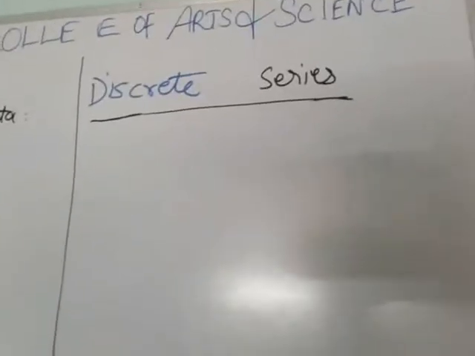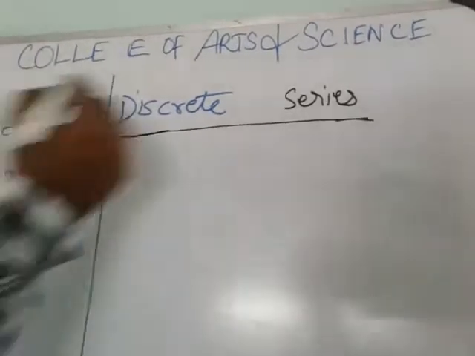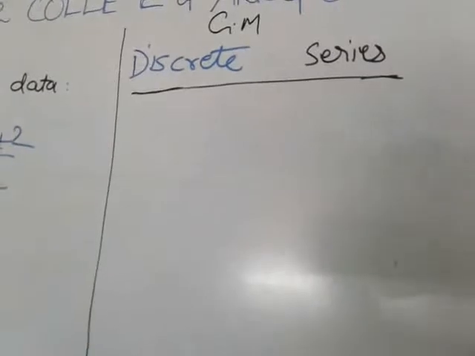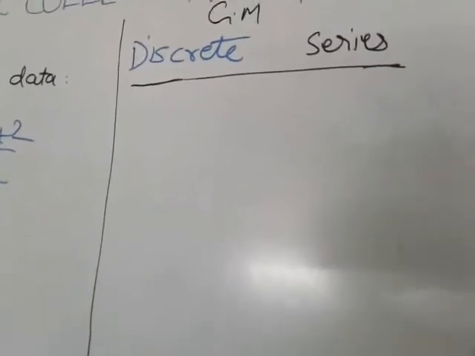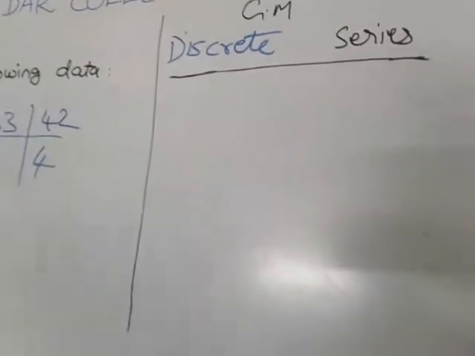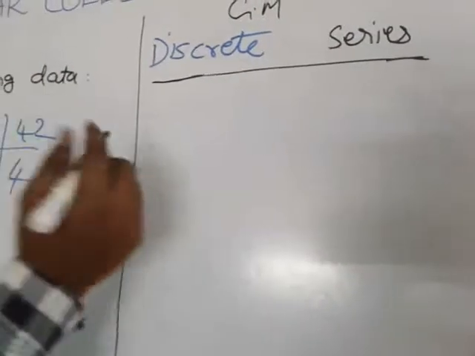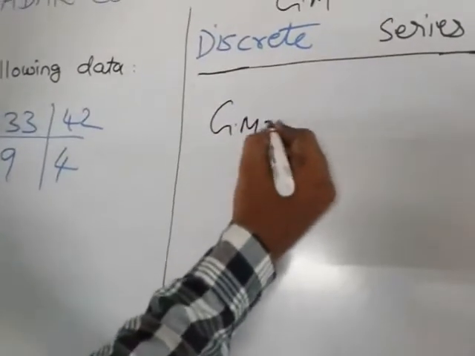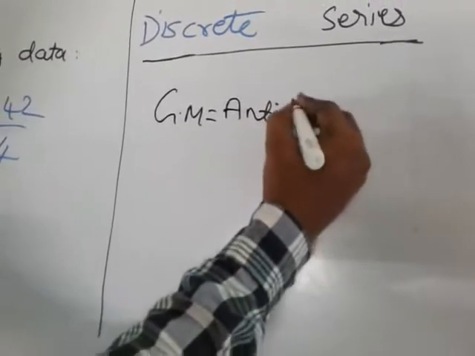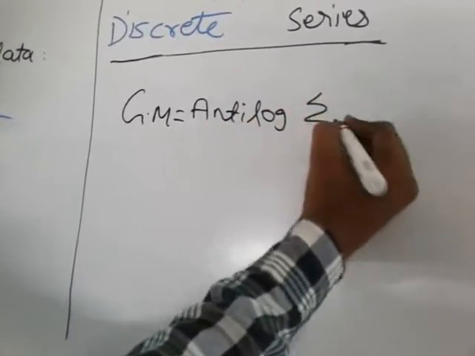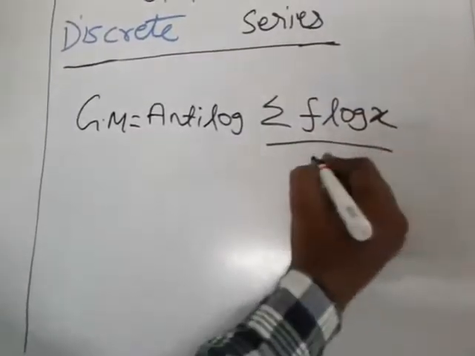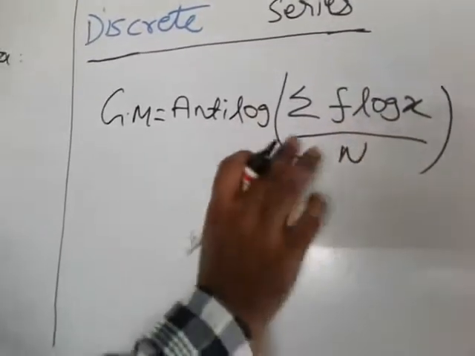Hello students, in this video we are going to see the GM, geometric mean, concept for discrete series. Individual series is already done. Now discrete series; this also they will ask for 5 marks. The discrete series formula is GM equal to antilog of summation f into log x by capital N, where capital N is the total of the frequency. This is the formula.